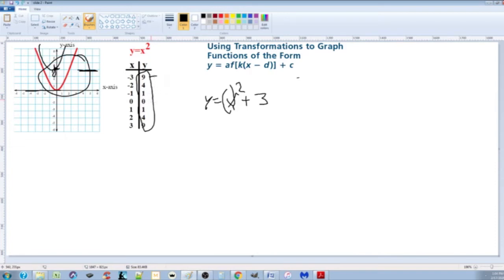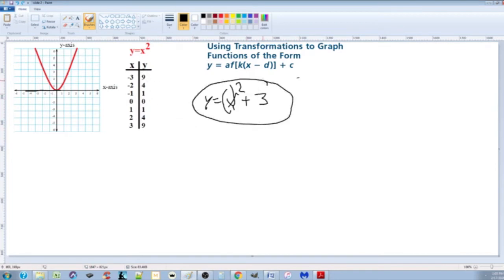So let's have a look at that. We're going to use the Desmos calculator to see what values we get to make sure we got it right. So y is equal to x squared plus 3 means I'm just going to add 3 to each y value to get my new y value. So 9 plus 3 is 12. 4 plus 3 becomes 7. 1 plus 3 becomes 4. 0 plus 3 becomes 3, which is why my new vertex is there. 1 plus 3 becomes 4, 4 plus 3 becomes 7, and 9 plus 3 becomes 12.